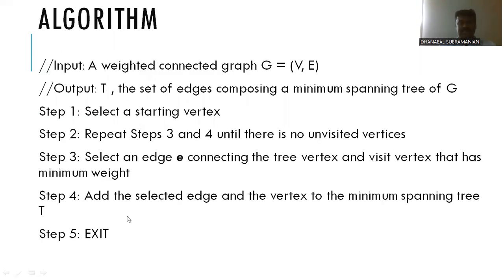Here is a simple algorithm for Prim's algorithm. Take a weighted connected graph G equal to (V, E). A weighted connected graph is one where each and every edge has a value. Then select the starting vertex. From the starting vertex, find the minimum cost value, then link or create a connection between the minimum cost value and the previous cost value positions.